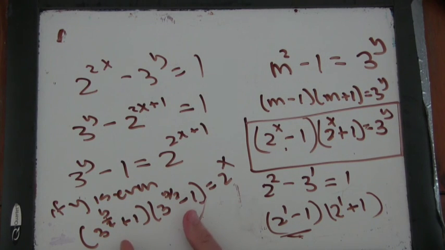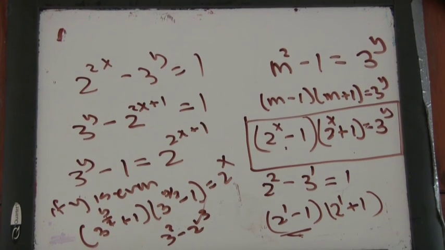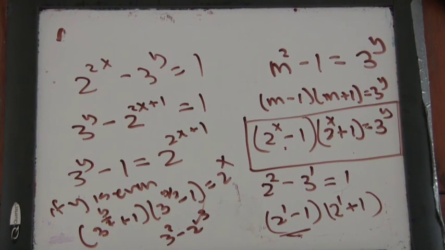Larger powers of 2 are separated by more than 2, which is what these are separated by. So this doesn't work for powers of 2. Once you get above 3 squared minus 2 cubed, this no longer works. So we're down to one case now, where y is odd. We'll go to the next video.